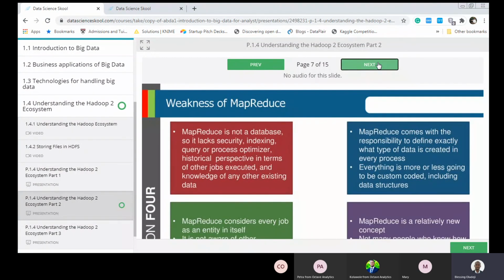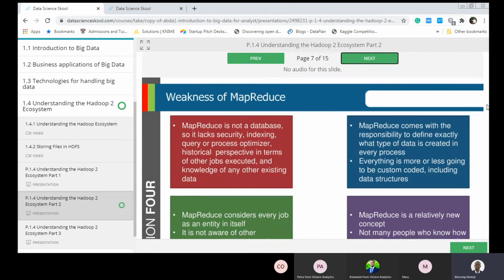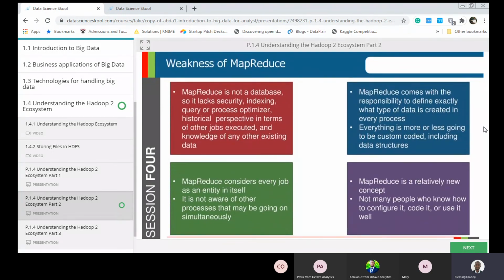All the features of a database don't exist in MapReduce. MapReduce is just a mere algorithm that you apply on data. MapReduce considers every job as an entity in itself, so it's not aware of other processes that may be going on simultaneously. So that's a downside for MapReduce.